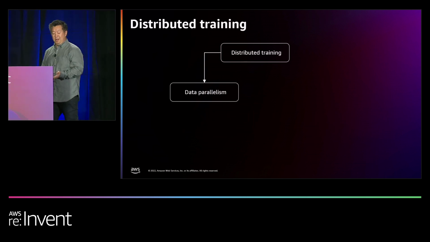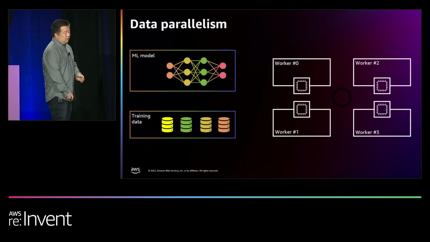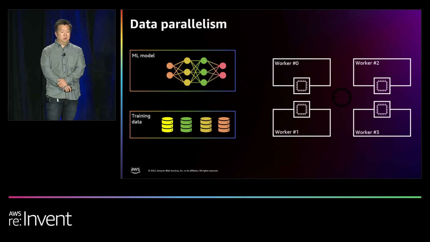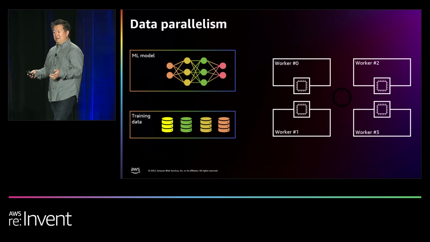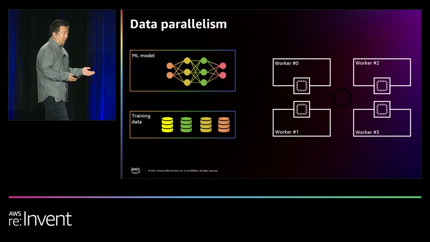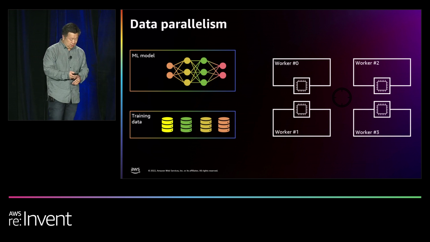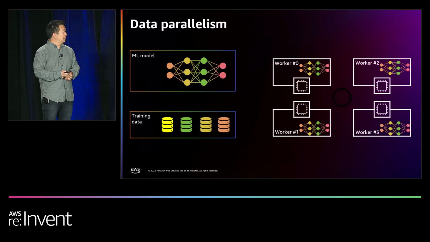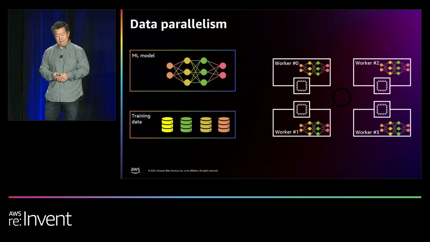The first way to do distributed training is called data parallelism. Now, data parallelism works fantastic for use cases where you have an ML model, and that model can fit entirely on a single accelerator. That might be a GPU, that might be our Trainium chips, or various other accelerators. First of all, we take your model, which again fits on a single accelerator, and we copy it to all the workers within your training cluster.